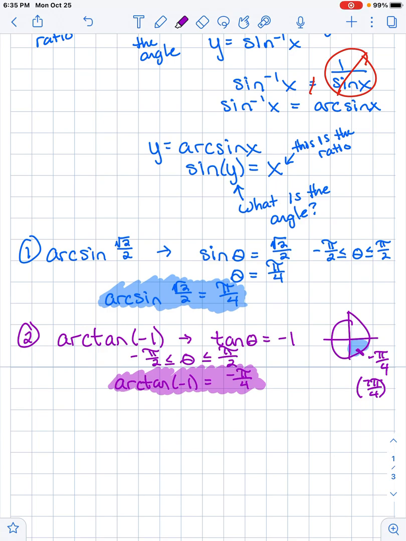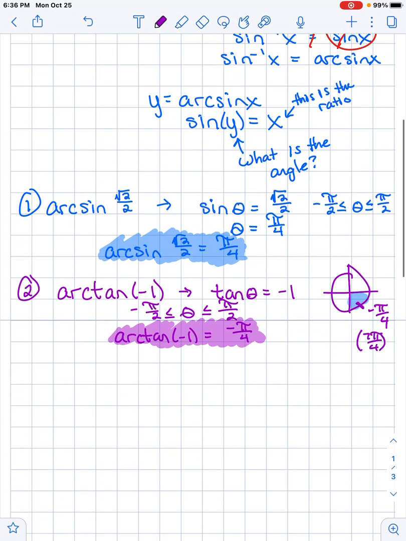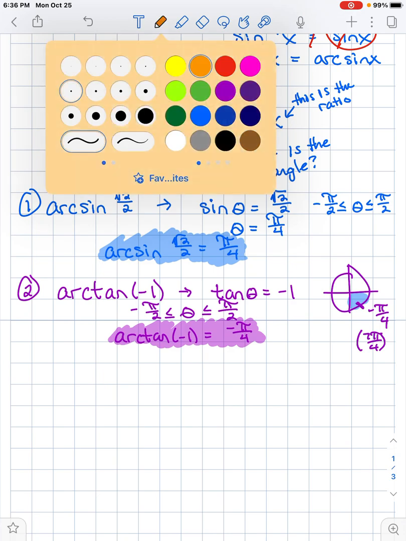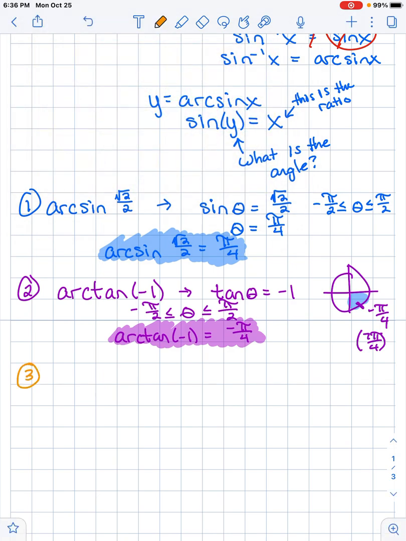Let's see if we can combine some things together here. I'm going to use a different color. So for this third one, I would like you to find the sine of the arc cosine of negative root 3 over 2. So think about order of operations. You're going to do what's inside of the parentheses first. So you'll find the arc cosine of negative root 3 over 2, and then you'll take the sine of that. Go give it a try.